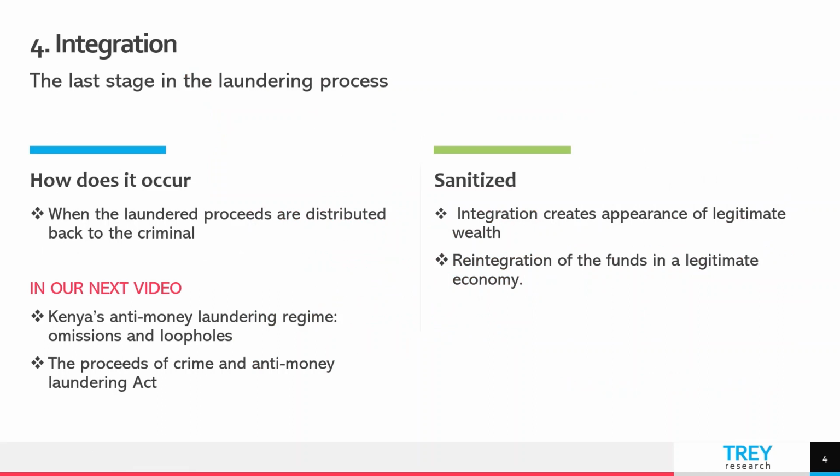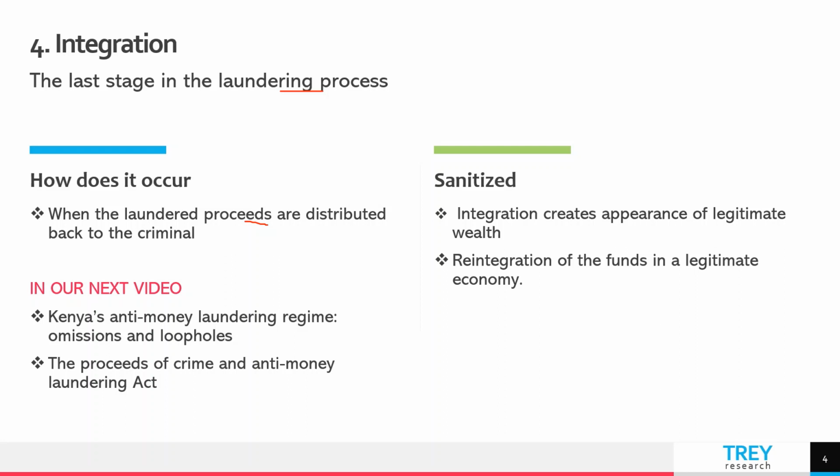After layering, the final stage in the process of money laundering is called integration, and up to this point in time you might wonder, how does integration occur? So basically here, the laundered money is distributed back to the criminal.